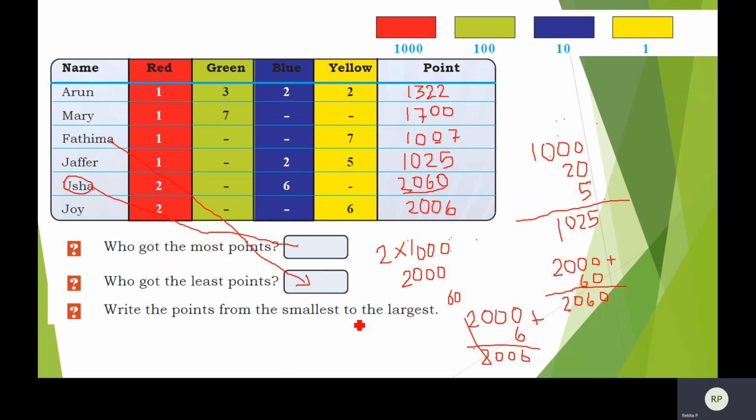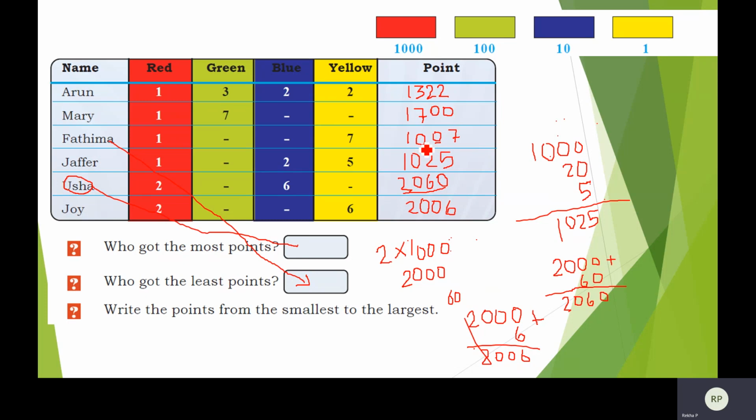So now you have to write these points from smallest to largest. Okay, so we have to find out how to find the smallest one. So now this one, 1007. How will you find out the one having the smallest value here? In the thousands place, everyone is the same, 1. So you have to go for this.